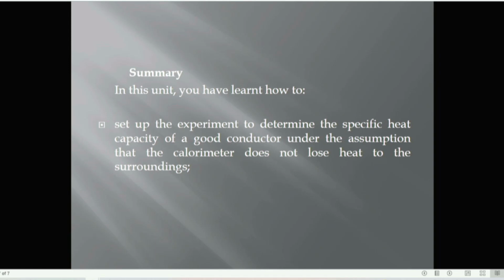In this unit, you've learned how to set up the experiment to determine the specific capacity of a good conductor under the assumption that the calorimeter does not lose heat to the surroundings. Once you take all your measurements correctly, your M1, M2, M3, T1 and T2, getting the specific capacity of the metal block will be very easy. That is the end of this unit. Thank you.